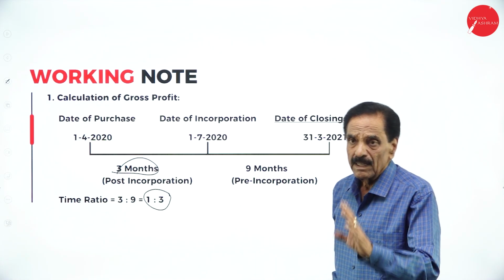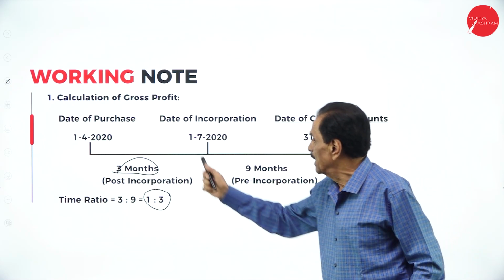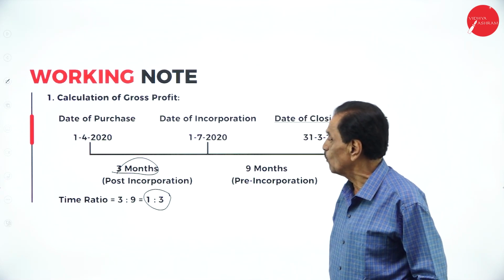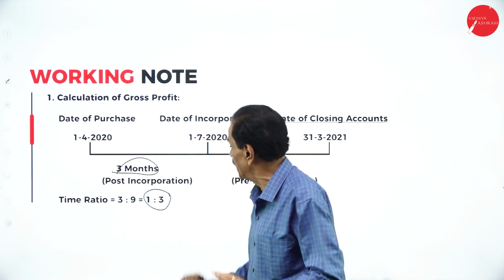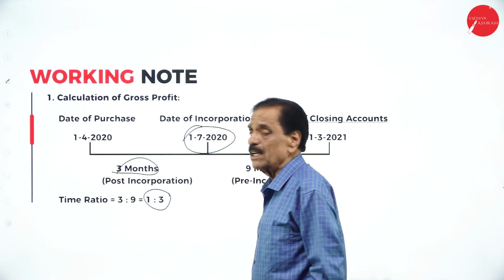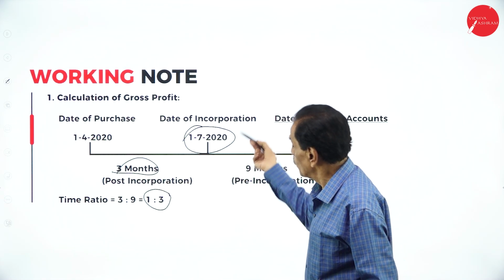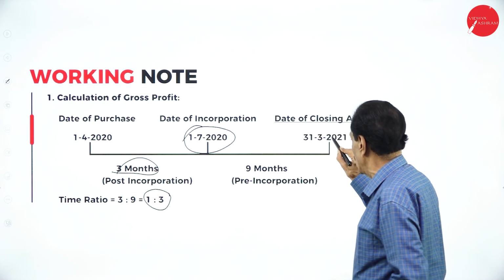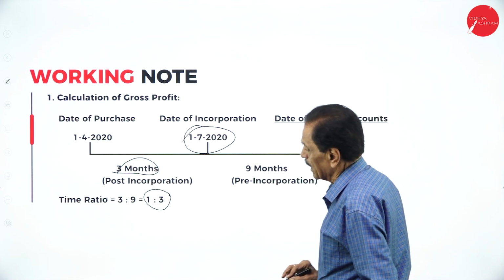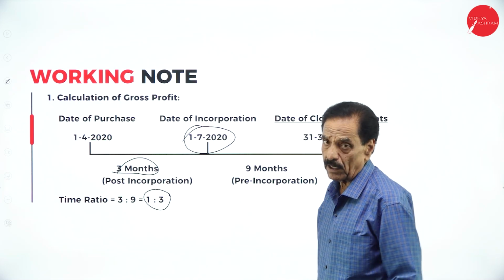Hope you understand. It was started on 1/4/2020. Date of incorporation on 1/7/2020, registration. It was registered April, May, June. How many months? 3 months. From 1/7/2020 to 31/3/2021, how many months? 9 months. 3:9. 1:3. This is the time ratio.